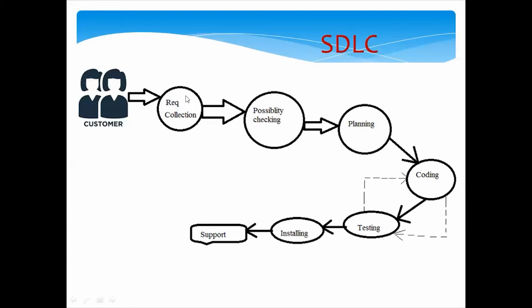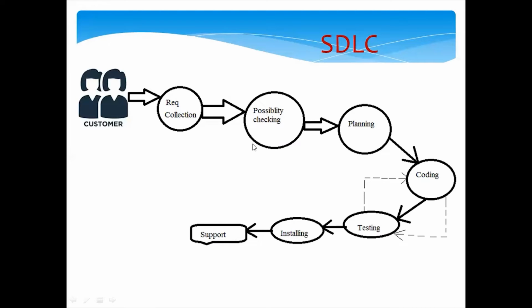In the possibility checking, we can say that a business feasibility will be there, and financial kind of things will be there, and the project architects will be involved in this particular stage. They will check all the possibilities and how quickly we can deliver a good quality product to the customer. So all these things will be done in the possibility checking section.